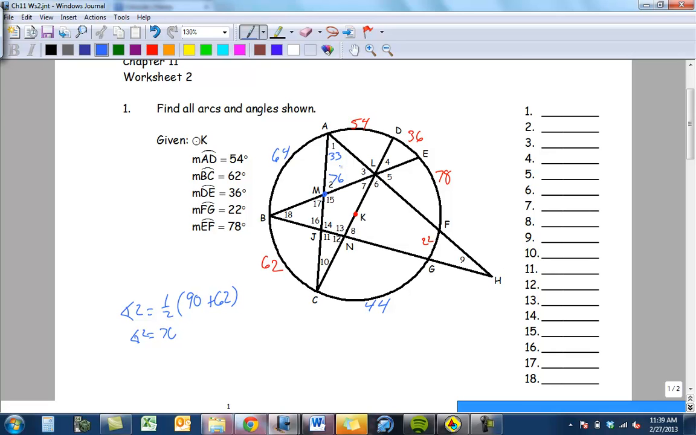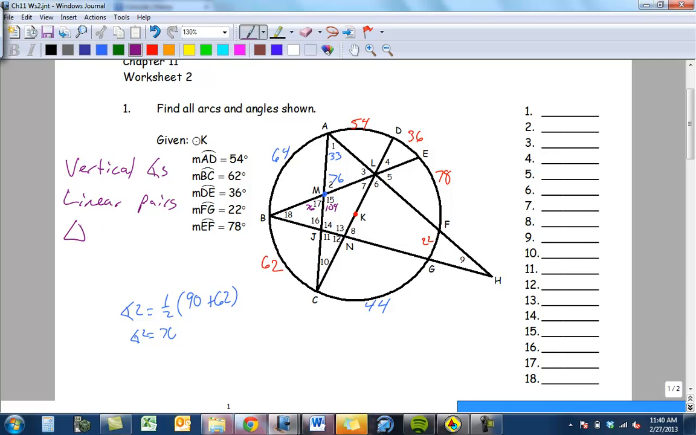Now here's the thing. Once you got 2, look what else you can do with that. Don't forget about vertical angles, and don't forget about linear pairs. Right? So if 2 is 76, that means that 17 is also 76. And if 2 is 76, 15 is 104.